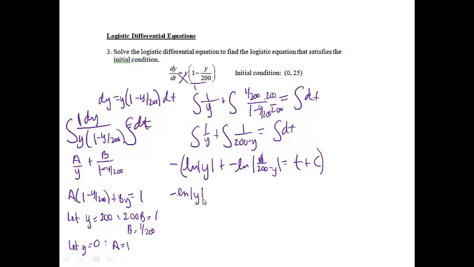So the natural log of y minus the natural log of 200 minus y is equal to negative t plus C. And then from here, we're going to write this as one fraction. So I did want the part that has the subtraction up in the numerator.